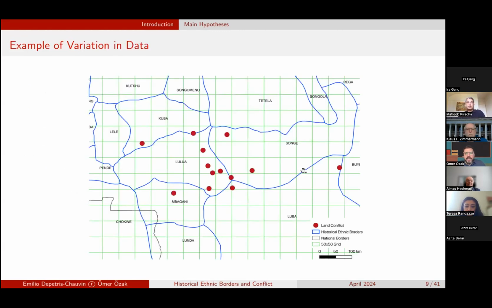If you think of it in a picture, what our analysis is doing is splitting the continent into these cells that we have here marked in green. We have our historical ethnic borders, here in blue, and we have national borders, rivers, etc. We look at the location of conflict, and we want to see how much these two things are associated with each other.